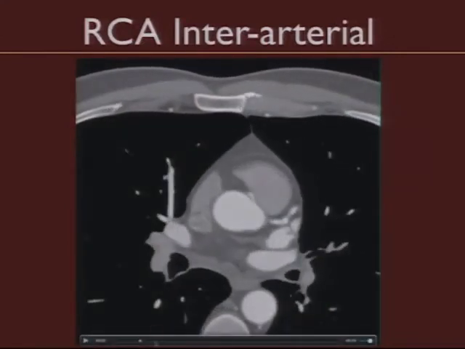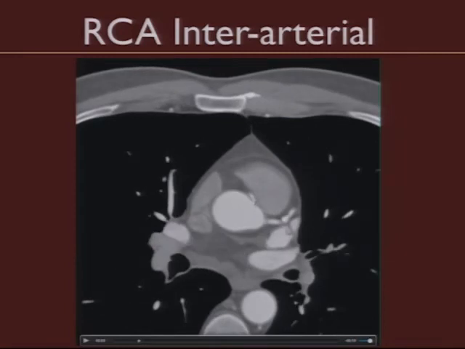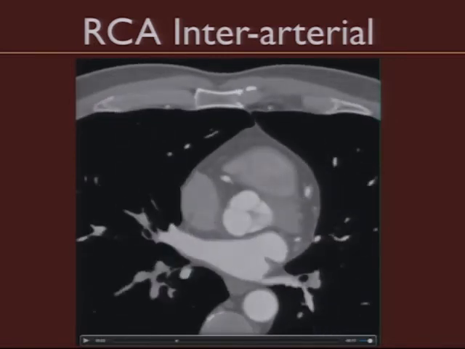Here's an RCA that's going intra-arterial. You can see that the right coronary artery here is arising from the left coronary cusp. The left coronary artery is arising from its normal location. It's between the aorta here and the pulmonary artery. It then courses to live within the right atrioventricular groove.